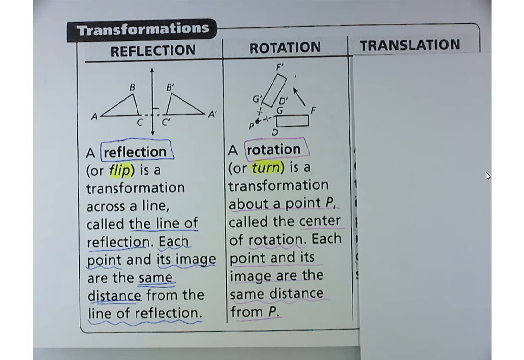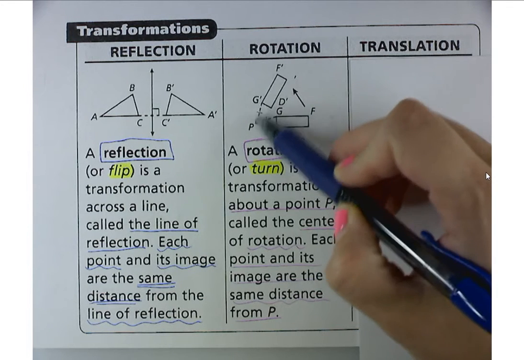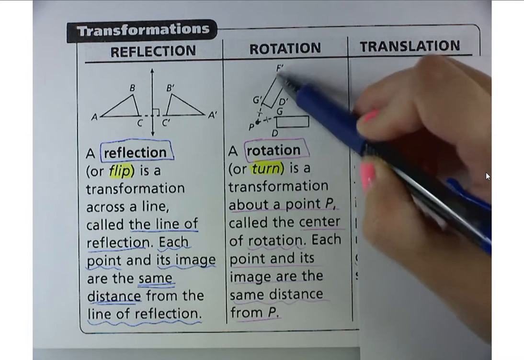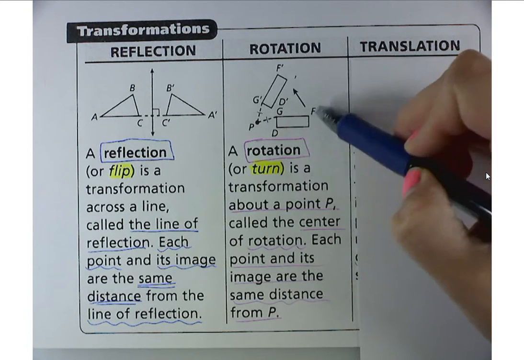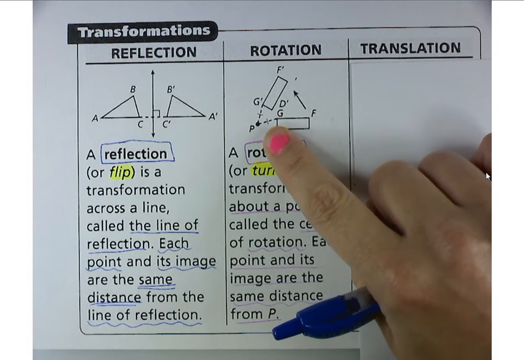Each point and the image, again, are the same distance from P. So for this one, G and G prime, those would be the same distance from P. F and F prime are going to be the same distance from P. And they showed you this here, using our notation of the tick marks.